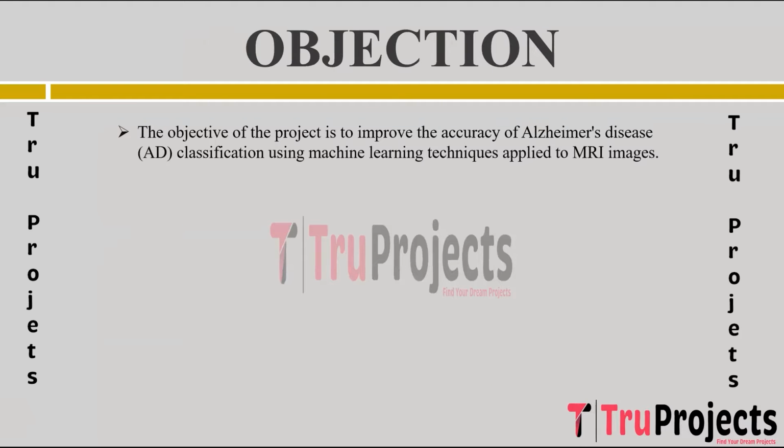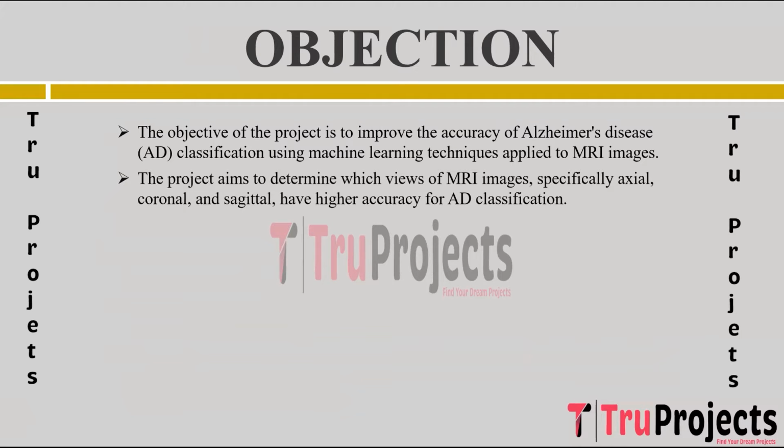Objective. The primary goal of this project is to enhance the accuracy of Alzheimer's disease classification through the application of machine learning techniques to MRI images. Traditional methods have limitations in accurately identifying affected regions associated with AD pathology. By leveraging machine learning, the aim is to improve diagnostic accuracy for AD using MRI scans.